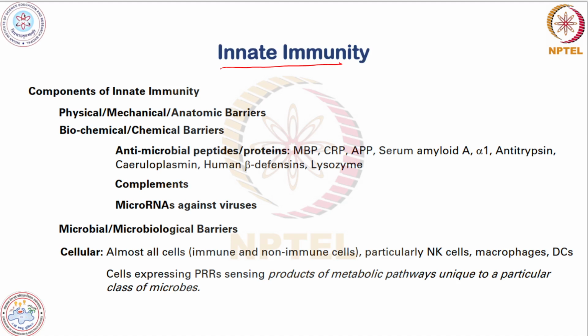So, there are some components of innate immunity. The first one is physical, mechanical, or anatomical barriers. These are the physical barriers that prevent microbes from entering the body. Examples of this type of physical barrier are our skin, mucous membrane, cilia.